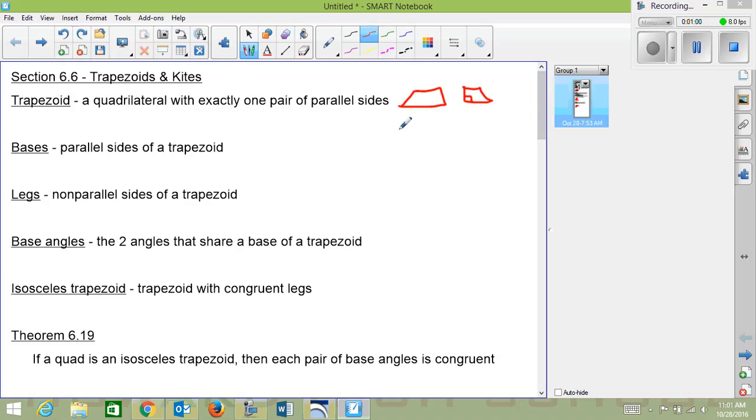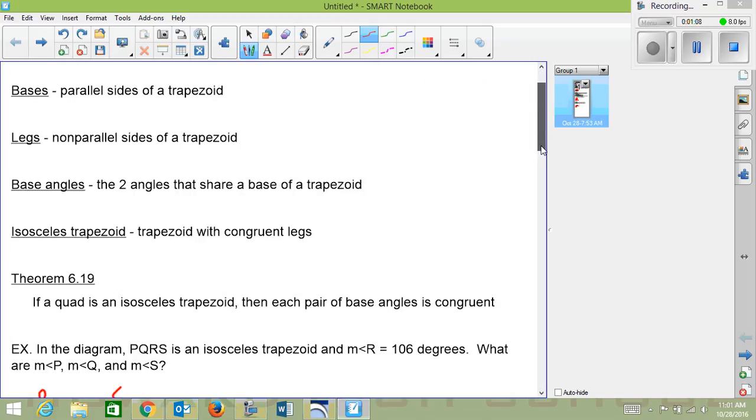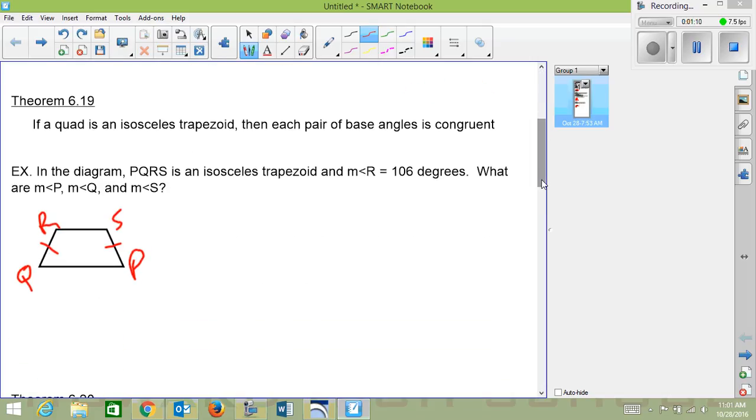Isosceles trapezoid with congruent legs. So if the legs are equal, then it would be an isosceles trapezoid. Theorem 6.19: if a quadrilateral is an isosceles trapezoid, then each pair of base angles is congruent. Okay, base angles are congruent, so two angles would be equal.